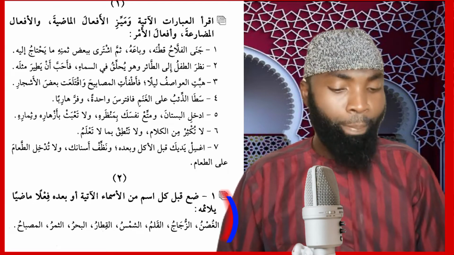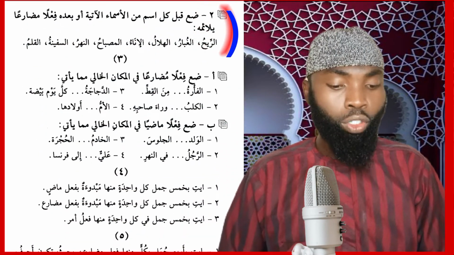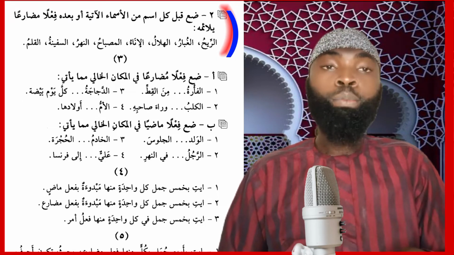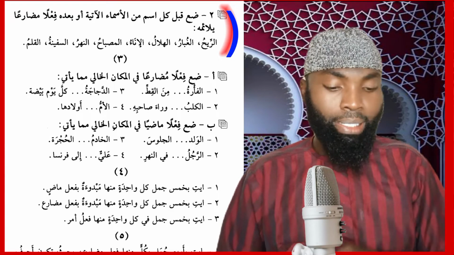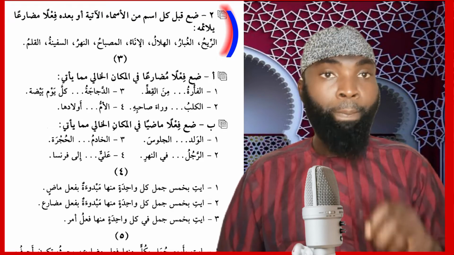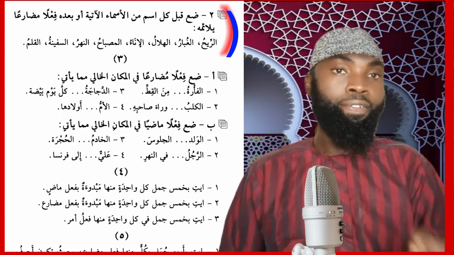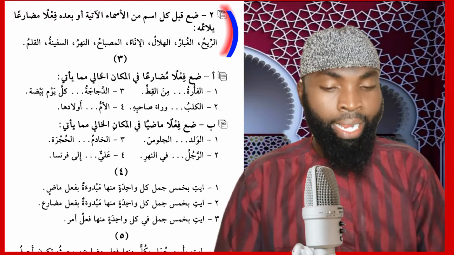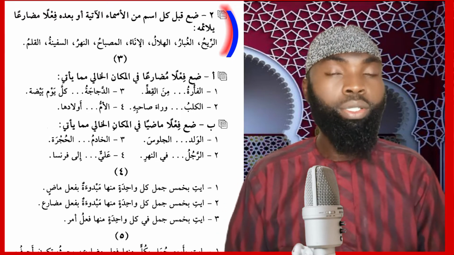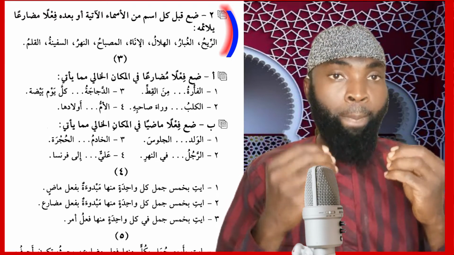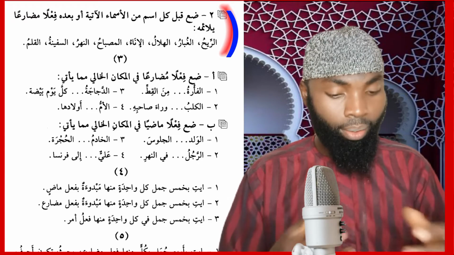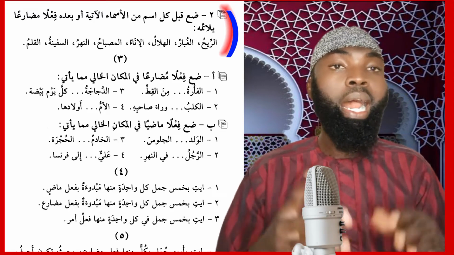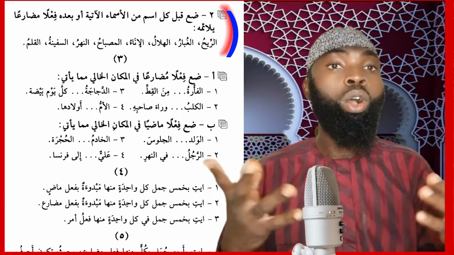The B part we have, the instruction: da qabla kulli ismin min al-asma'i al-atiya wa ba'da fi'lan mudari'an yula'imu. Place a present tense before or after the following asma, the following nouns. We are given 8 nouns here. These words are all nouns. We have to place a present tense before them or after them. The first word we have here is arihu. Arihu means wind or breeze.